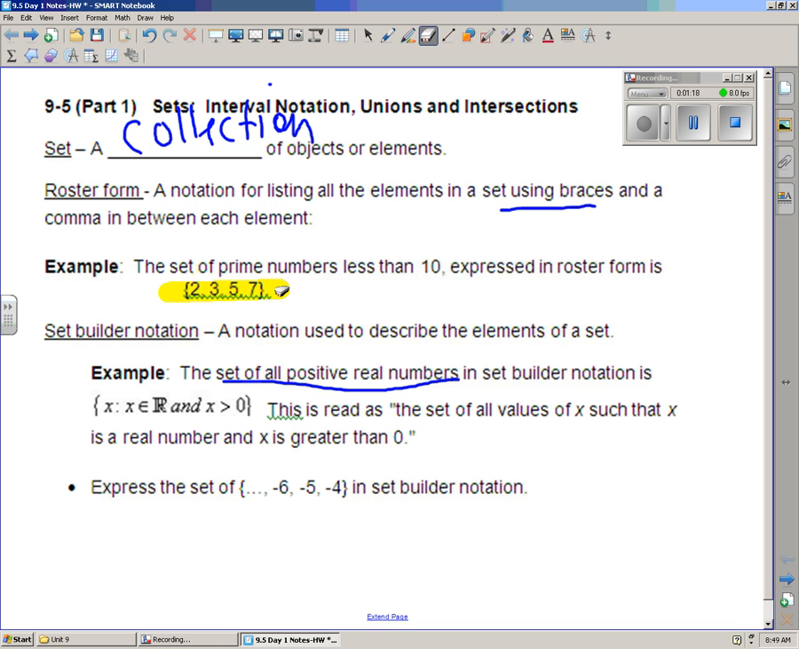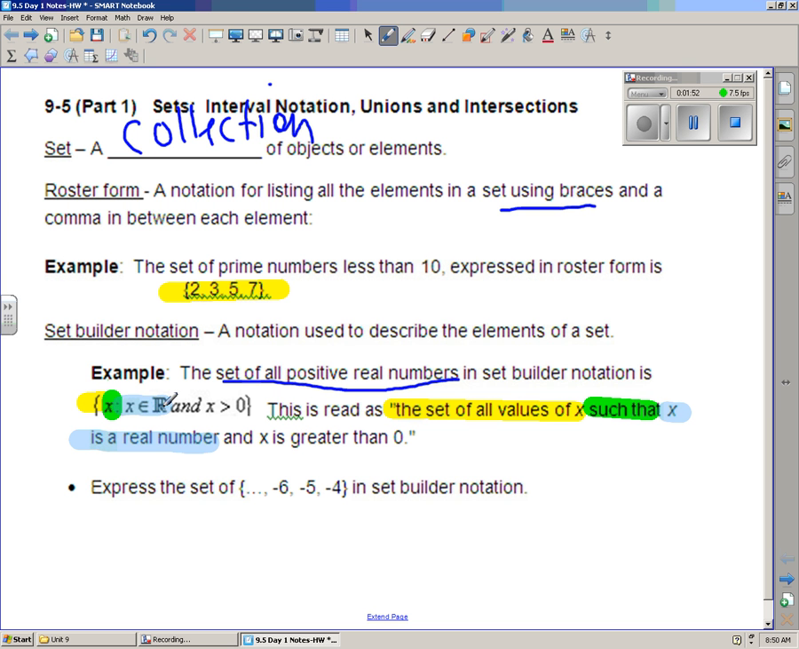Here's how you read this. The set of all x values, the set of all values of x. When you get to the words "such that," that happens to be the colon. And then x is a real number. So, such that x is a real number. That's this thing right here: x is an element of the real numbers.